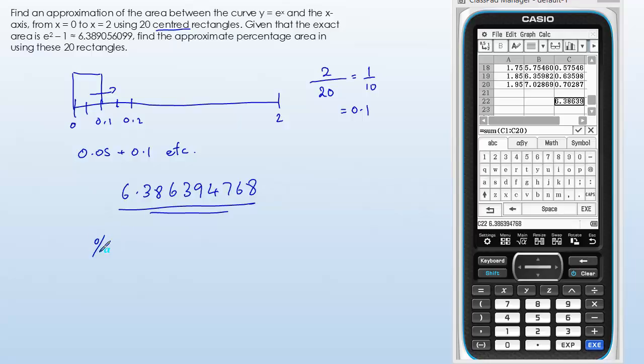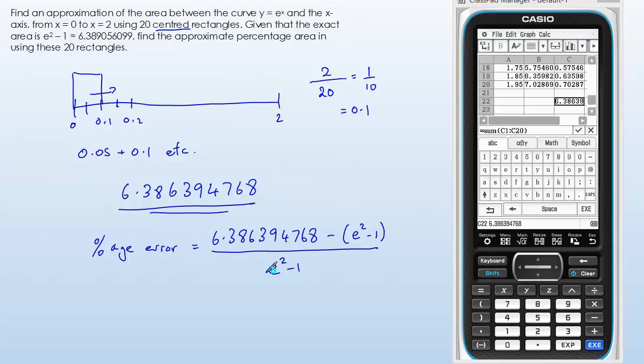So percentage error is going to be the 6.386394768, take away e squared minus 1, all over the true value, and then we multiply that by 100%.